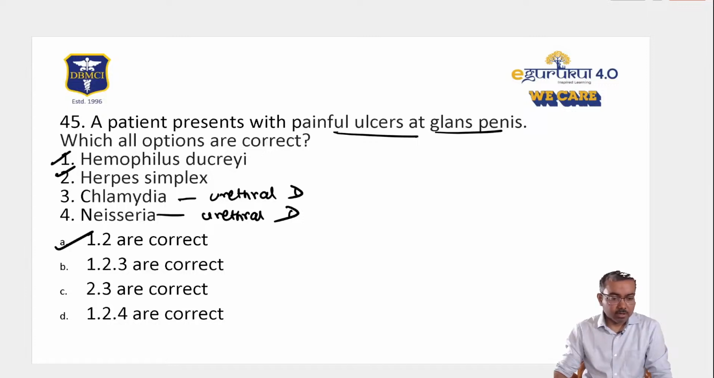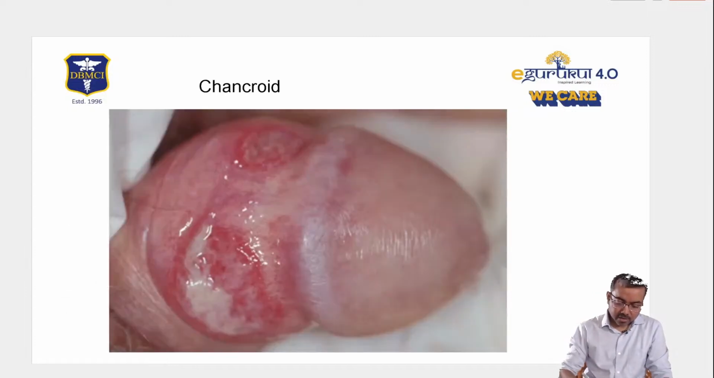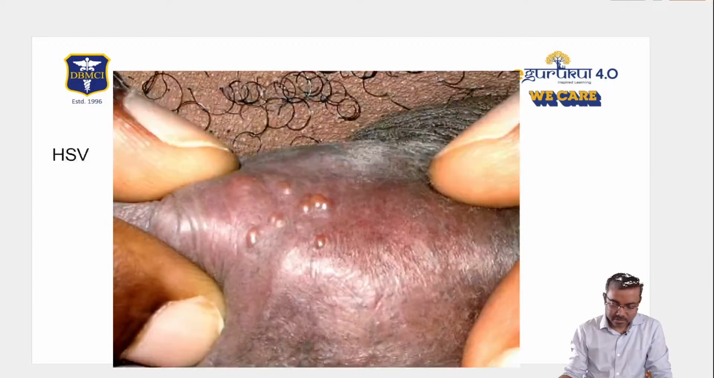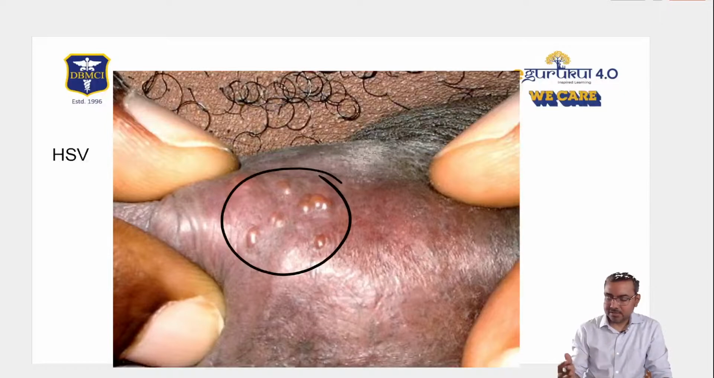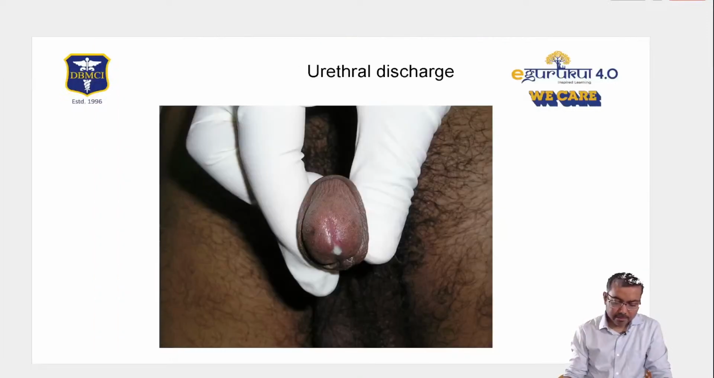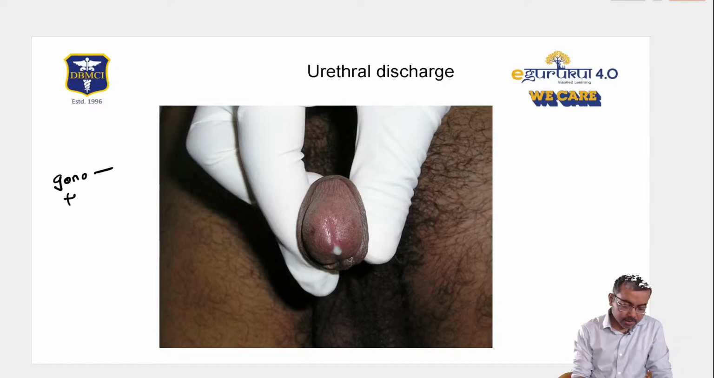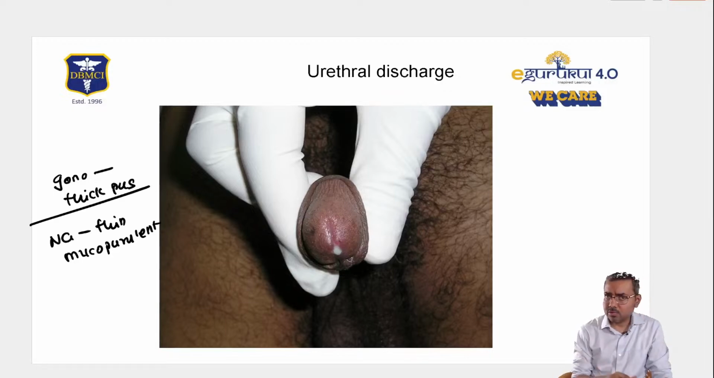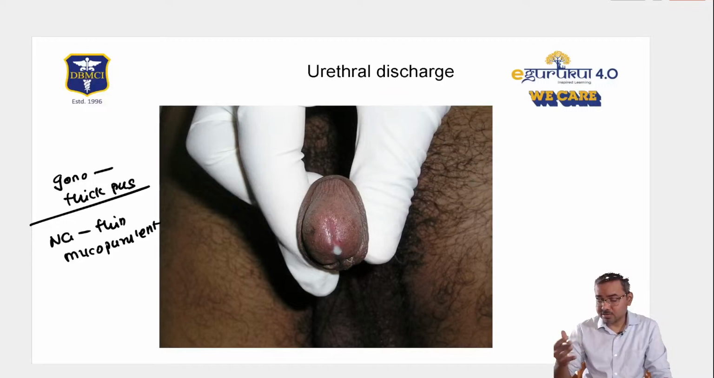Herpes is not curable. There's chancroid, with multiple painful ulcers, soft chancres. HSV shows grouped vesicles, grouped ulcers; we have seen these images before. Urethral discharge is either gonococcal or non-gonococcal. Gonococcal is usually thick, purulent pus, and non-gonococcal is much thinner, mucopurulent discharge. This looks like gonorrhea here. I told you about multi-drug resistance issues with MDR. Clear?